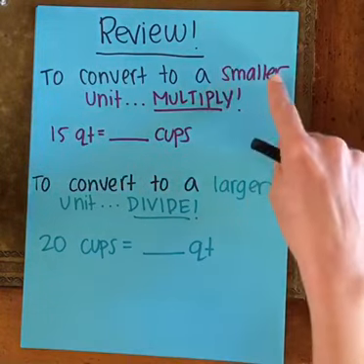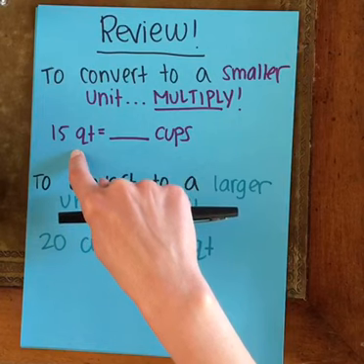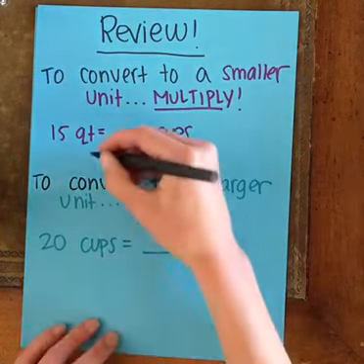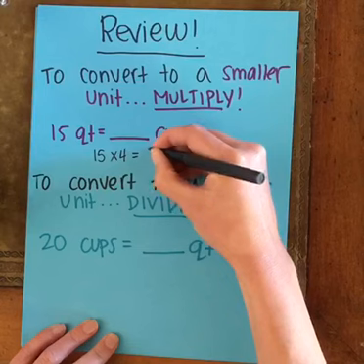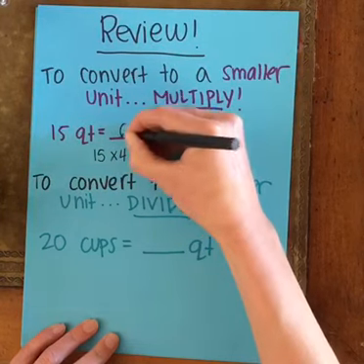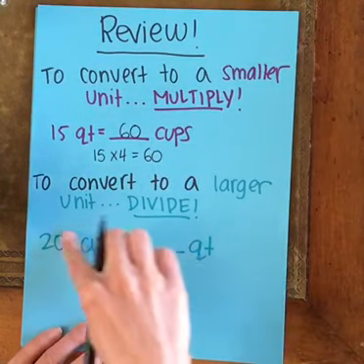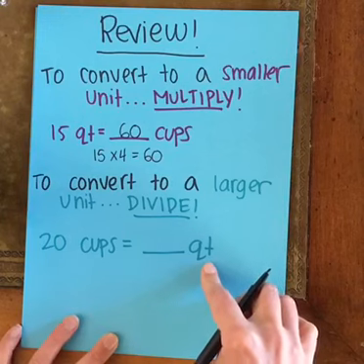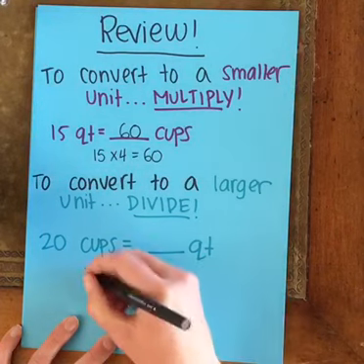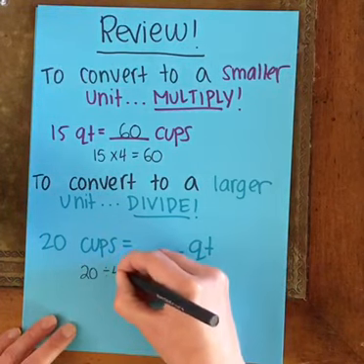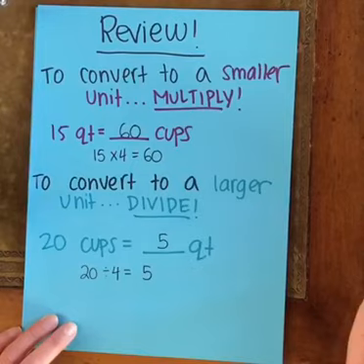So if we're moving from a larger unit to a smaller unit, for example, 15 quarts, we know that there are 4 cups in 1 quart. So we are going to multiply 15 times 4, and that will give us 60. So there are 60 cups in 15 quarts. Quite the opposite if we're trying to get from a smaller unit to a larger unit. We need less of those units, so we divide. Again, there are 4 cups in 1 quart, so we're going to divide 20 by 4, and that will tell us that there are 5 quarts in 20 cups.